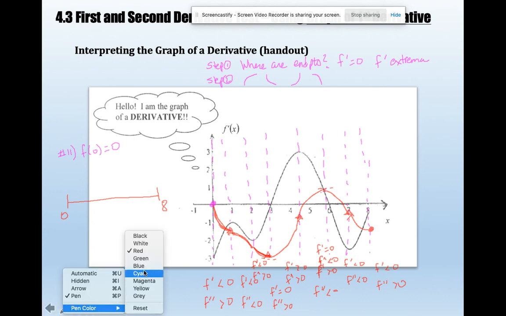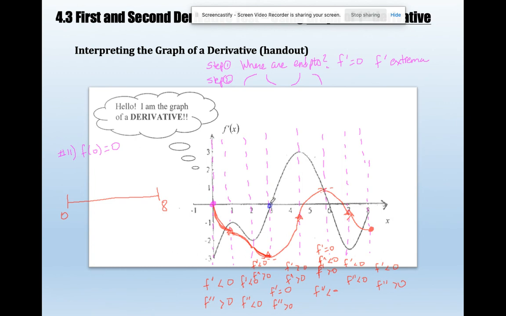Notice where the first derivative had an x-intercept, the graph you drew changed from positive to negative or from negative to positive, the graph I drew had a local max. The graph I drew had a local min.